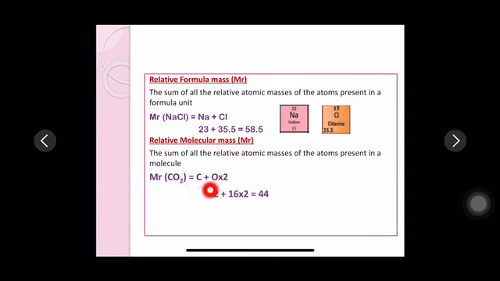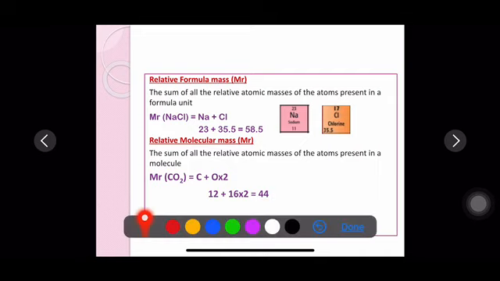Take carbon dioxide: carbon plus oxygen, there are 2 atoms of oxygen. So we check the relative atomic masses of carbon and oxygen in the periodic table. Carbon is 12, oxygen is 16. We multiply the oxygen by 2 because there are 2 atoms of oxygen. So 12 plus 16 times 2 gives 44, the relative molecular mass for carbon dioxide. So how do we make the definition easier? The sum of the relative atomic masses of all the atoms present in the molecule; we add them up together to get Mr.